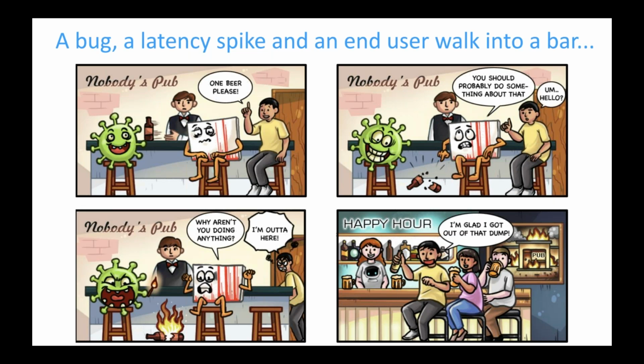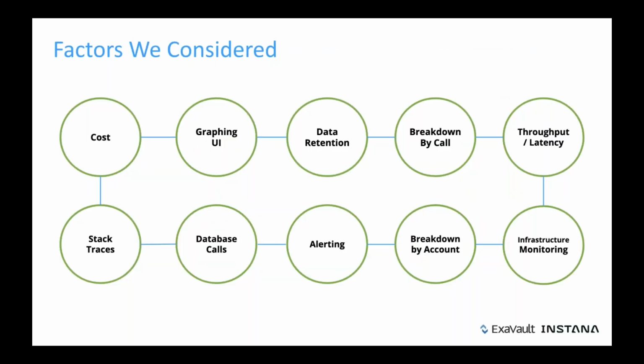And this whole scenario could have been avoided if the bar had a bouncer who helped identify the bug and the latency spike before they caused problems. And that is where an APM solution comes in, because that can help identify issues before they become problems and before they impact customers.